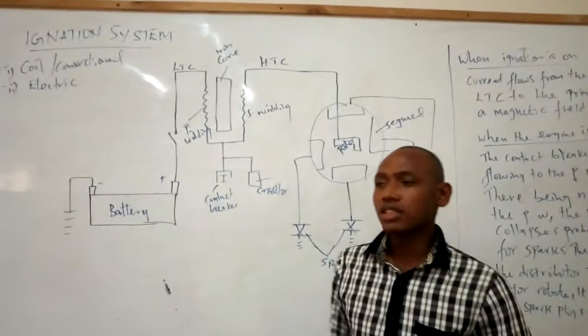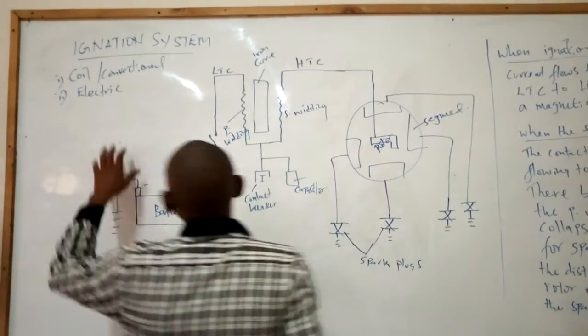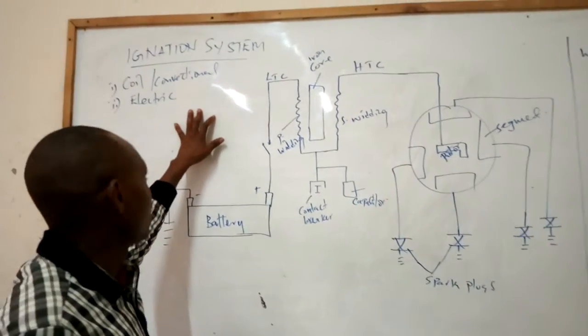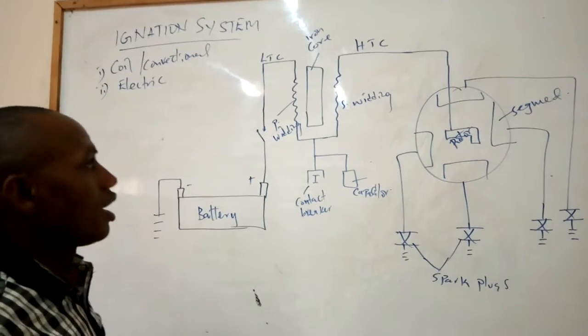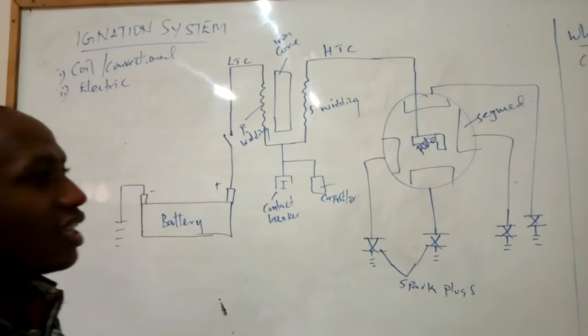We shall be discussing the ignition system. We have two types of ignition system. Number one, we have the coil or conventional ignition system. Number two, we have the electronic ignition system. Today we shall discuss the coil or conventional ignition system.